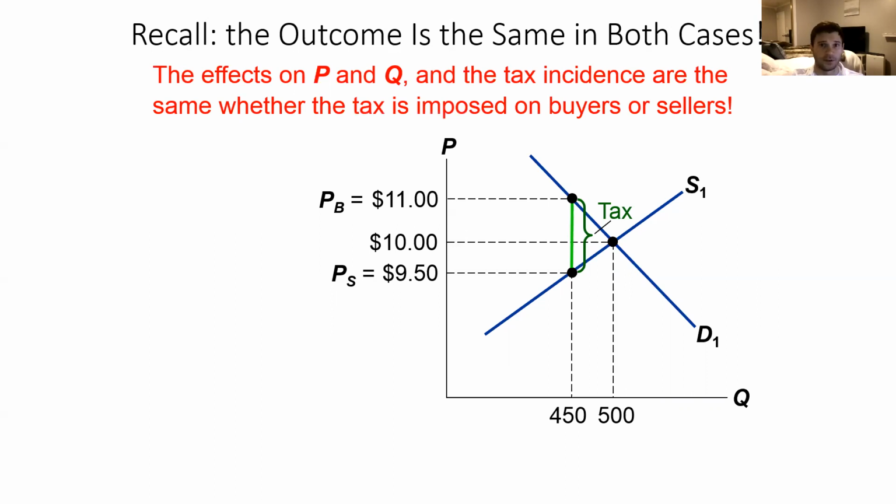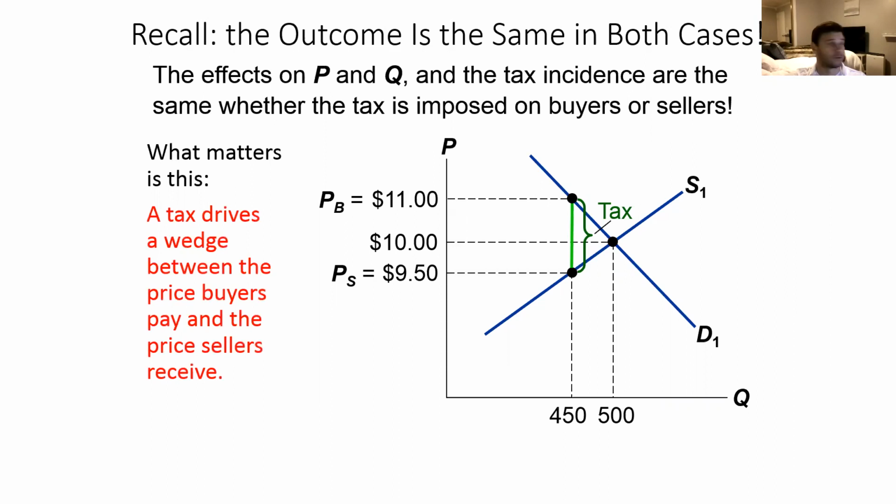The key feature for us today in solving this problem algebraically is recognizing that the tax creates a wedge. The tax is creating a wedge between the price the buyer is paying and the price that the seller is receiving. How is it possible that the buyer pays more than the seller receives? Well, the government is collecting the difference in the form of tax revenue per unit.